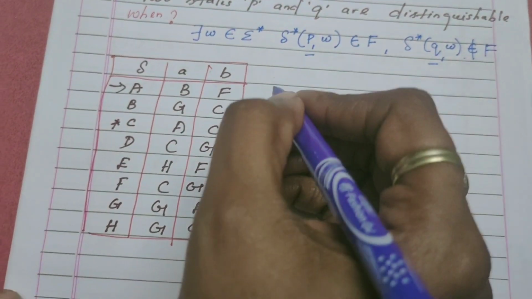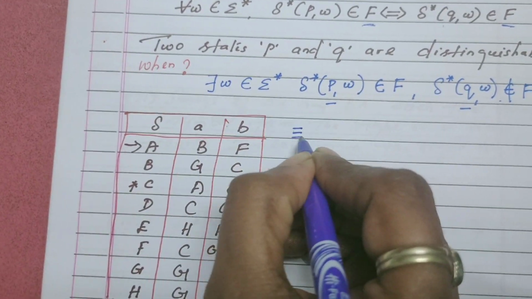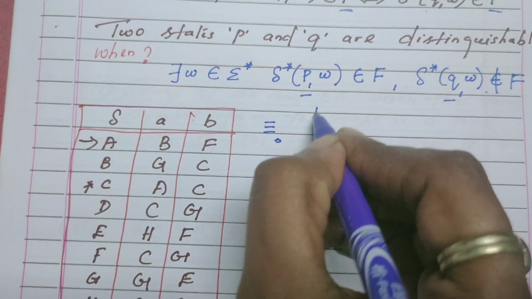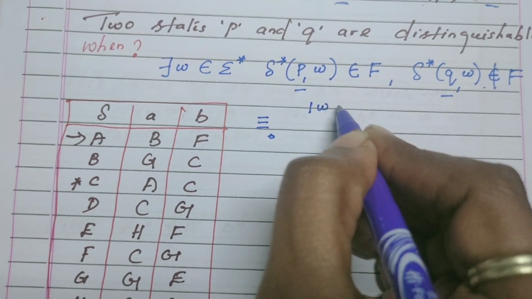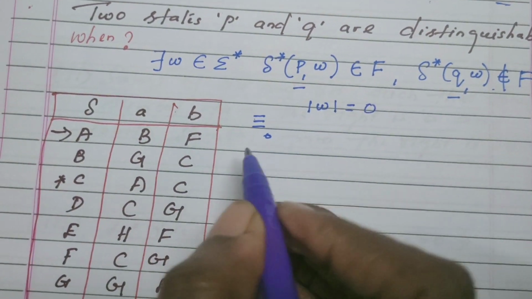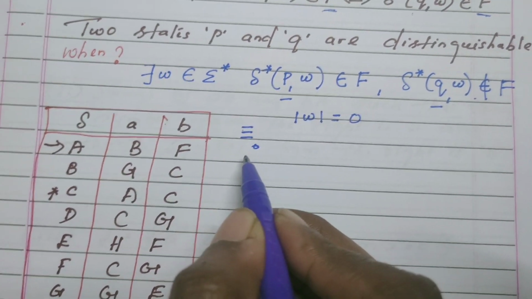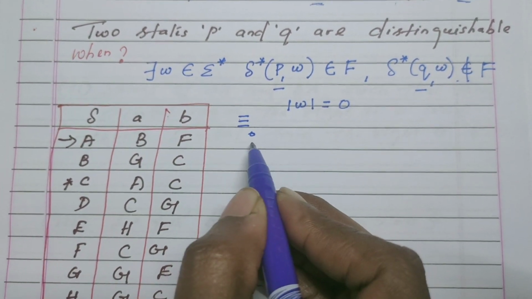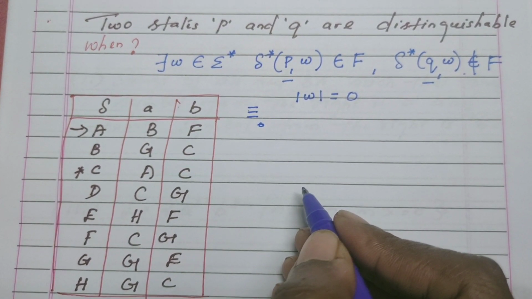So what is the first step? The first step is nothing but finding the equivalence class 0. What is equivalence class 0? You are going to find the distinguishable and indistinguishable states when the length of the string is equal to 0. That's why we call that the distinguishable set of states is available at the level of equivalence 0. So what is the first step? First, simply separate the final and the non-final states.